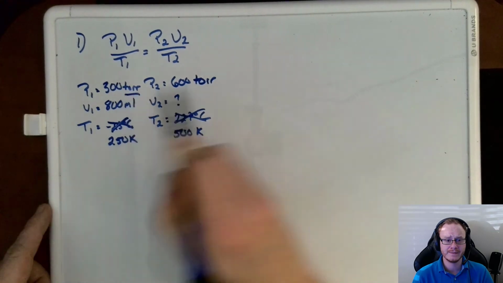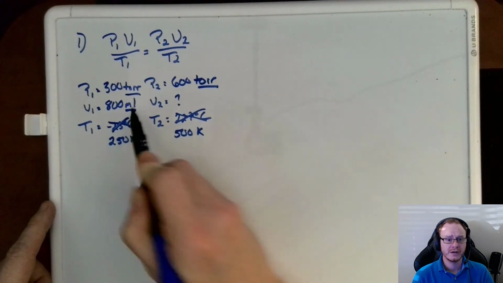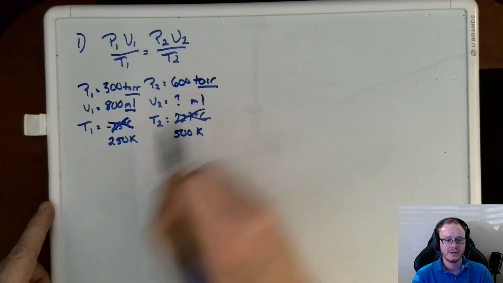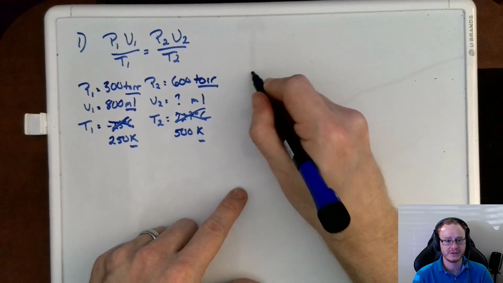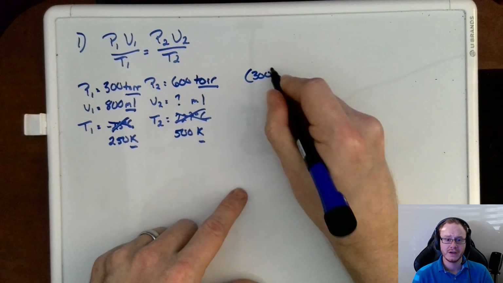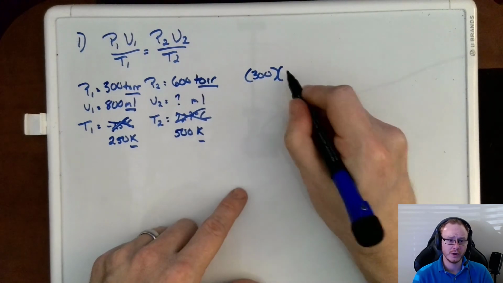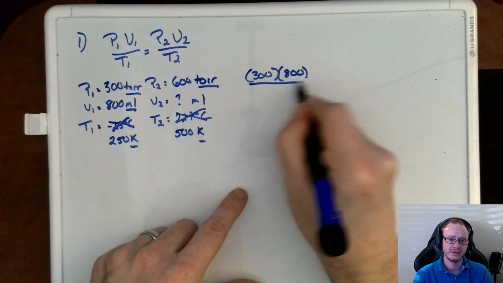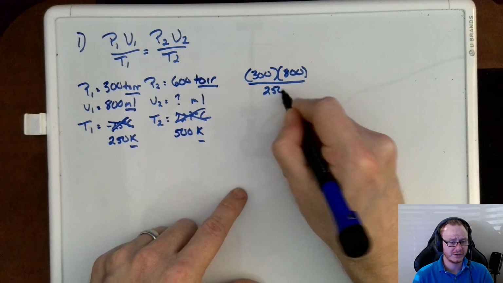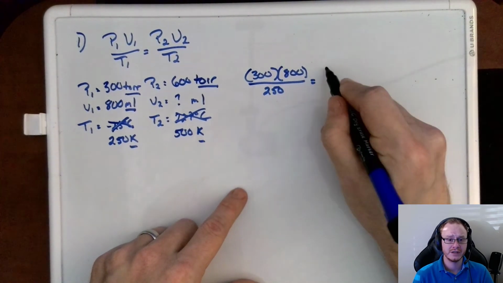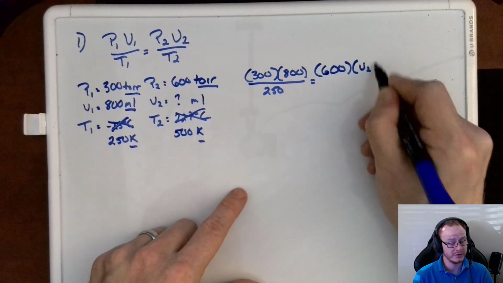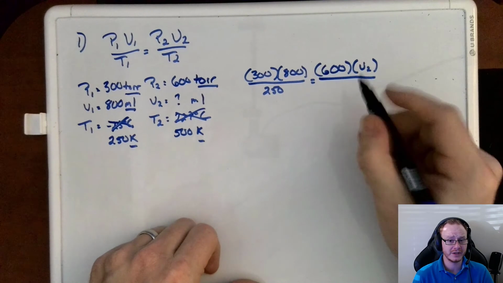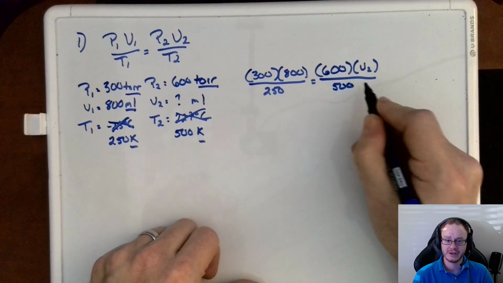All my units match. I can plug in the variables that I have, starting with torr, milliliters will result in a final answer in milliliters, and then Kelvin already matches. So pressure 1, 300 times volume 1, 800, divided by the initial temperature of 250 Kelvin equals my ending pressure of 600 torr. I don't know my ending volume, but whatever it will be in milliliters, and divided by 500 Kelvin.